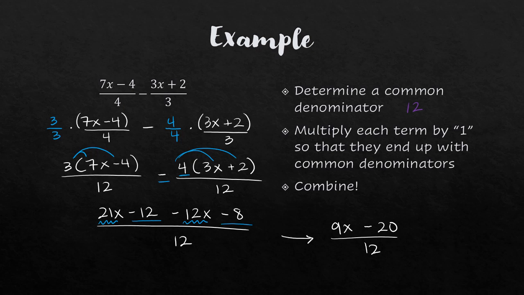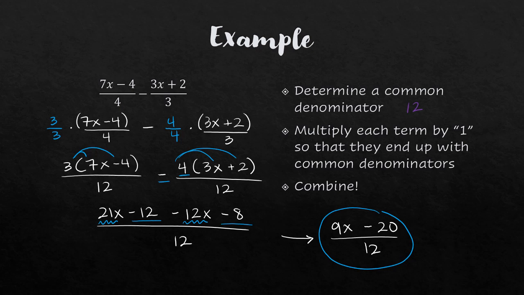And this is where we want to look at, okay, we're pretty much done simplifying as far as combining like terms. Is there any way to simplify this fraction? So I'm looking at 9x, negative 20, 12. Do they have any common factors? They don't. So this is our final answer. This is our fully simplified answer. Okay.